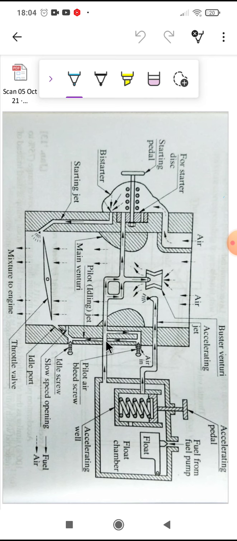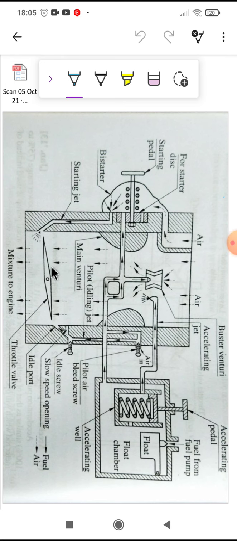When the fuel moves from this pipe, some fuel also moves towards the bypass, that is the pilot jet. When there is an idling or low load condition, more fuel is required. As the throttle valve is nearly closed, extra fuel is injected from this pilot jet. The extra fuel is injected through this idle port. Some additional air is also added from the pilot air bleed orifice due to the suction at the idle port, so that the air and fuel can mix.